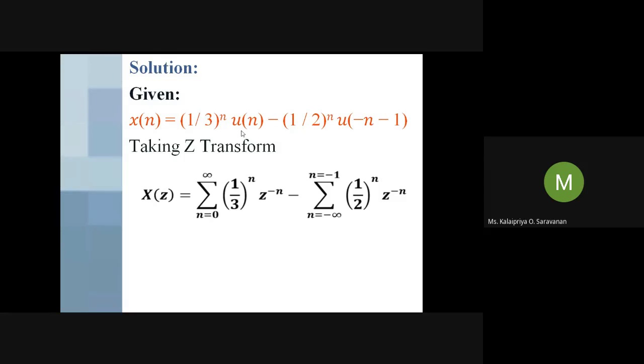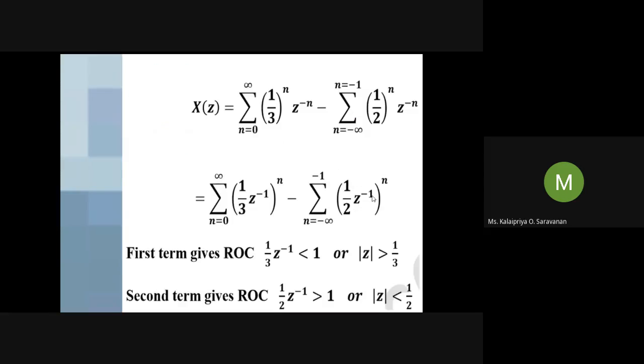Here you have u of n, and here you have u of minus n minus 1. The first is right-sided, which is 0 to infinity. The second is left-sided, which we have written as minus infinity to minus 1, and we have substituted both. Look here: this is a^n z^(-n), and this is also a^n z^(-n). The first is a right-sided signal and the second is a left-sided signal. Right-sided means it should always be |z| greater than a. What is a? |z| greater than 1/3.